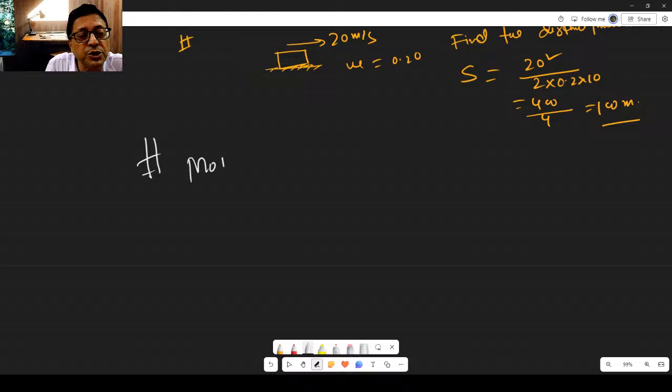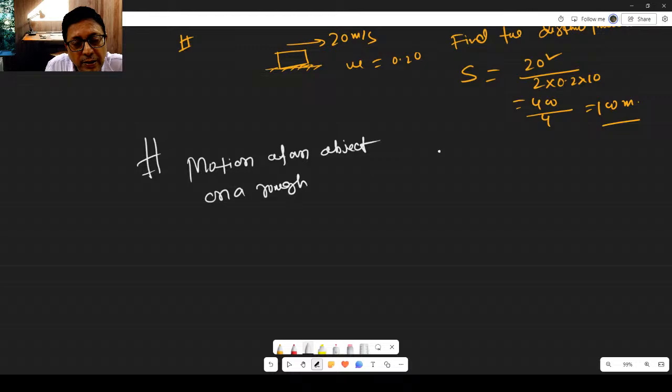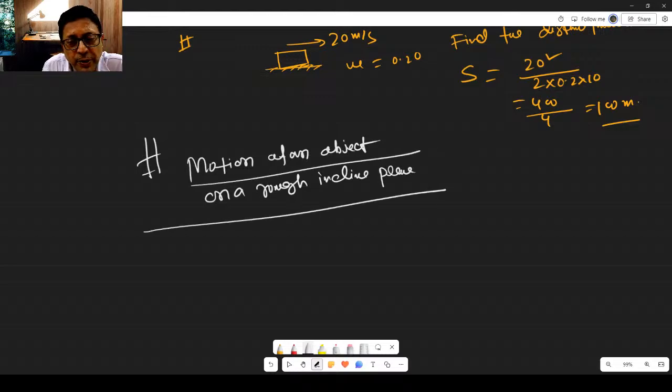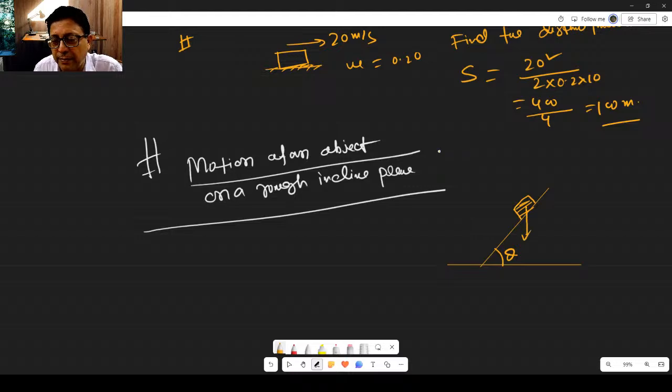So we are going to discuss the motion of an object on a rough inclined plane. On a rough inclined plane, if you keep the object, with what acceleration will it go down? The angle of inclination is given as theta, the coefficient of friction is given as mu. This is the object of mass m. Here the coefficient of friction is mu.